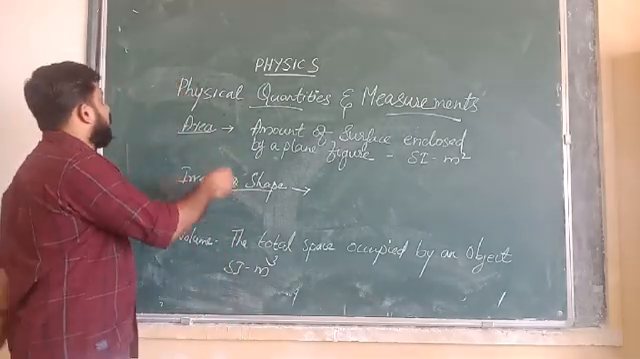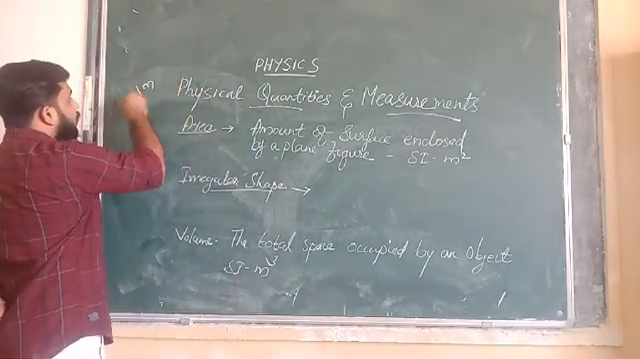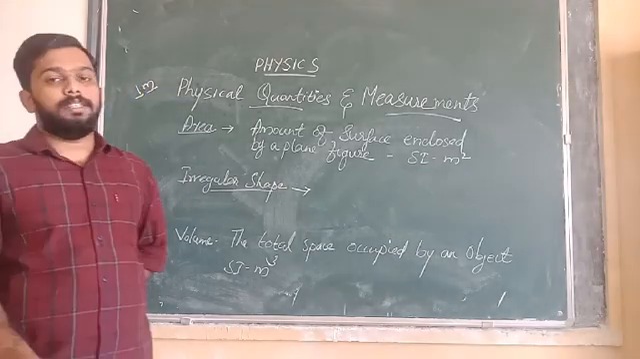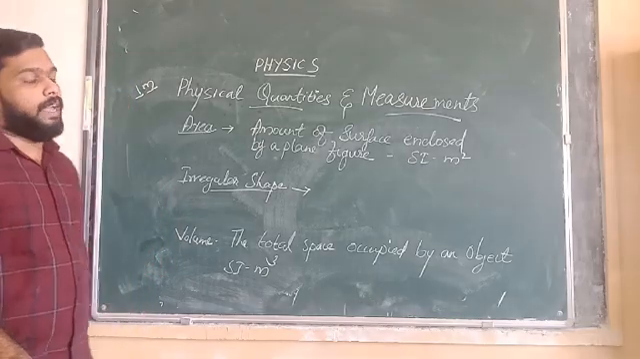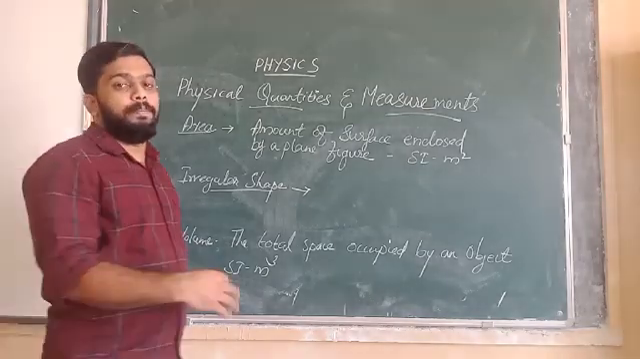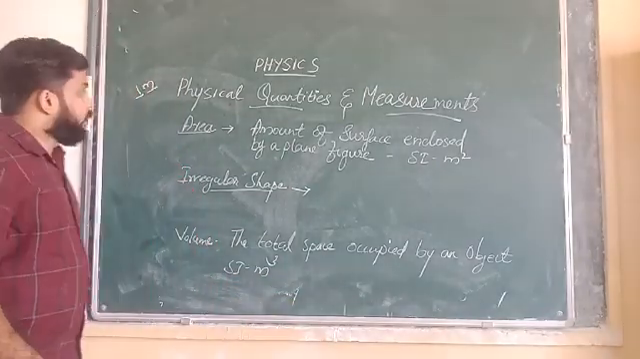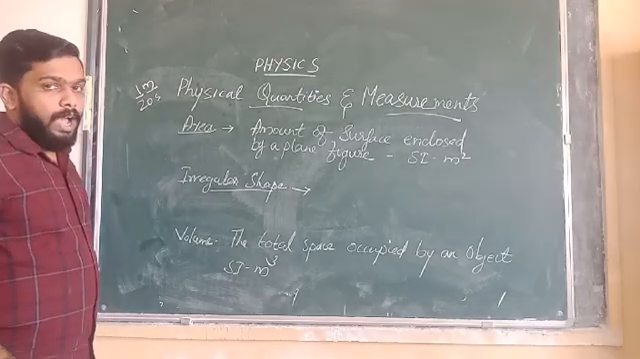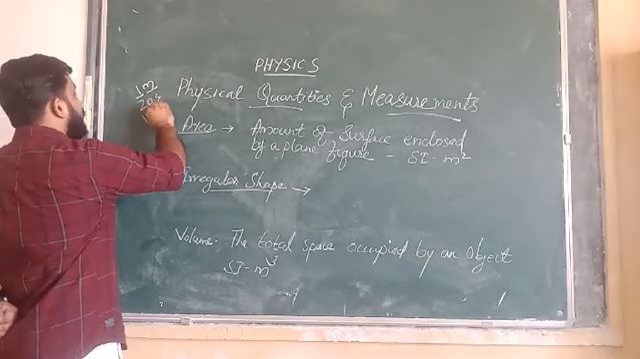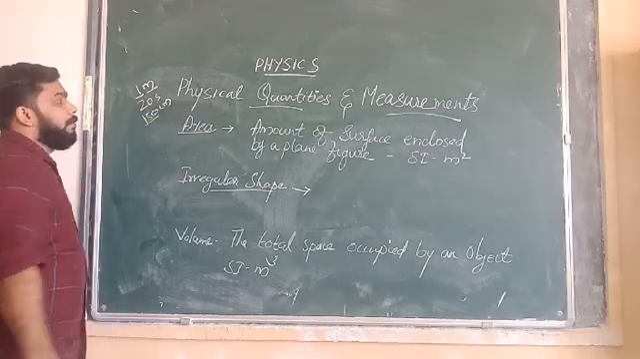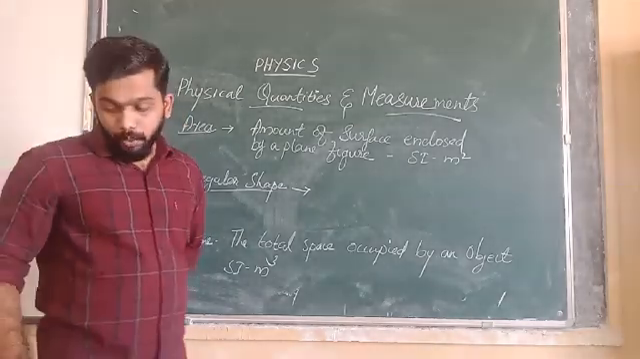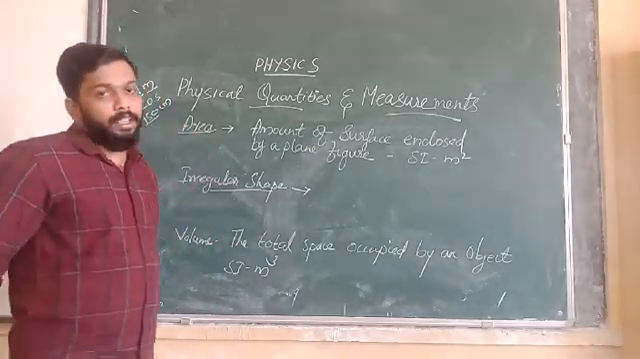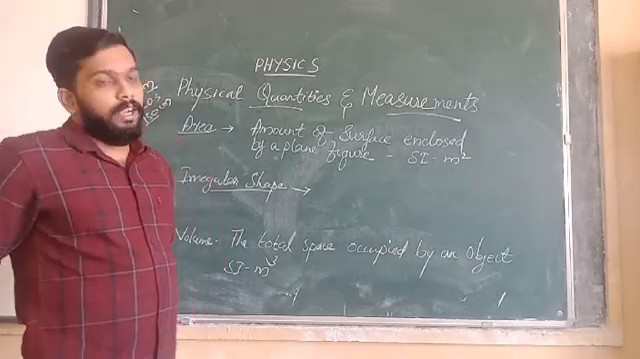For example, if the height of a table is 1 meter, 1 is the magnitude and meter is the unit. Then the time taken to travel from one point to another point is 20 seconds, which means 20 is the magnitude, whereas second is the unit. Height of a boy is 150 centimeter, which means 150 is the magnitude and centimeter is the unit.